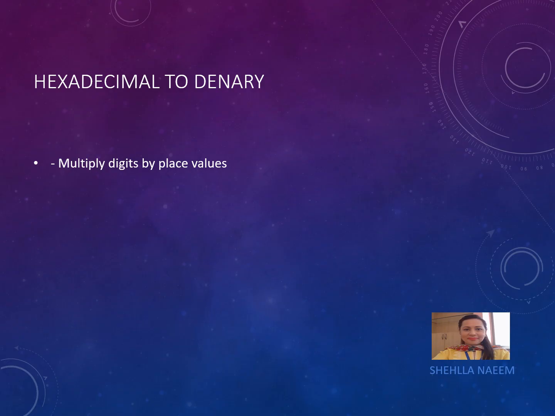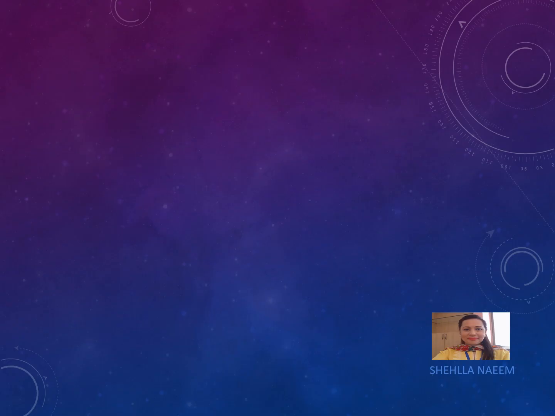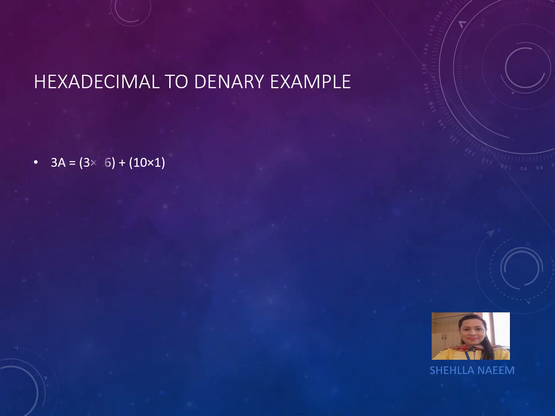Now the other thing is hexadecimal to denary: multiply digits by place values and add the results. The example, if you just see 3 and A were there, so we are going to multiply 3 with 16 and A will be changed to 10, and then this will be multiplied with 1. Because we start giving the values from the right side, 10 will be multiplied with 1 and 3 will be multiplied by 16. And if there were more numbers beyond that, we would keep converting them accordingly.